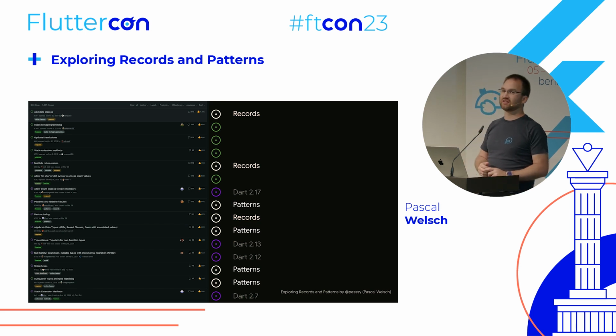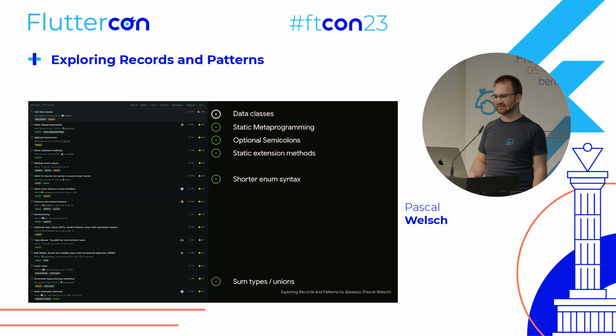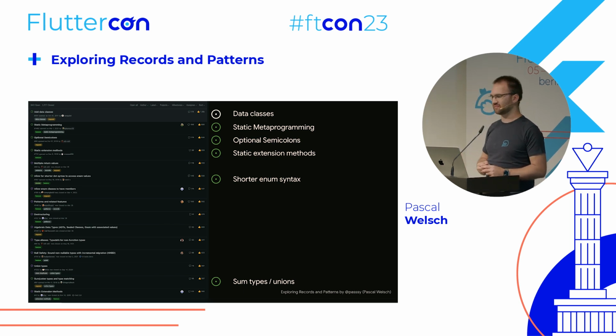Let's go back to the list of Dart features. So we now have records and patterns. Let's see what else is missing. What are the highest rated issues here? We talked already about data classes. They will probably end up being released with static metaprogramming. I personally would not bet on them being released in the next 2 years. So this is quite a long time, but they are still working on it, but it is a big feature.